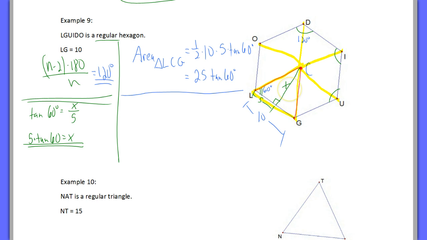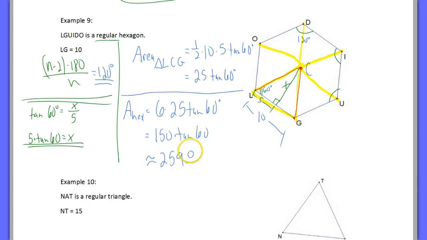So to find the area of this entire hexagon, we just multiply the area of that one triangle by 6. So it's 6 times 25 tan 60. That'll give us the area of the entire hexagon, not just that one triangle. Once again, before I go to the calculator, I can multiply 6 times 25 and get 150. And then definitely at this point, we'll go to the calculator to get an approximate answer. Take 150 times the tangent of 60, and that's 259.81 units squared.